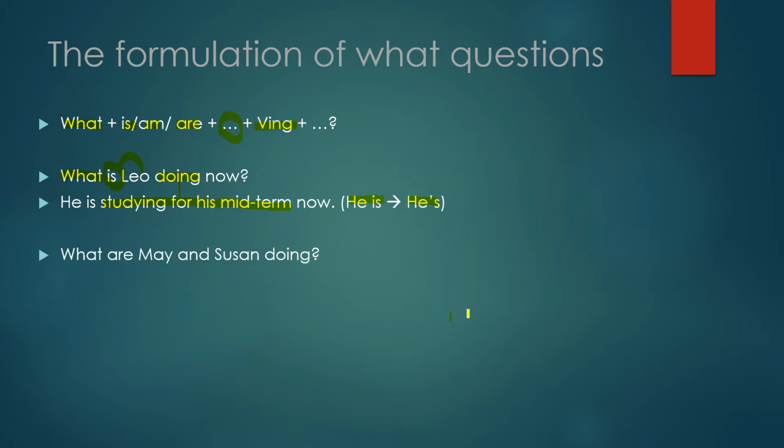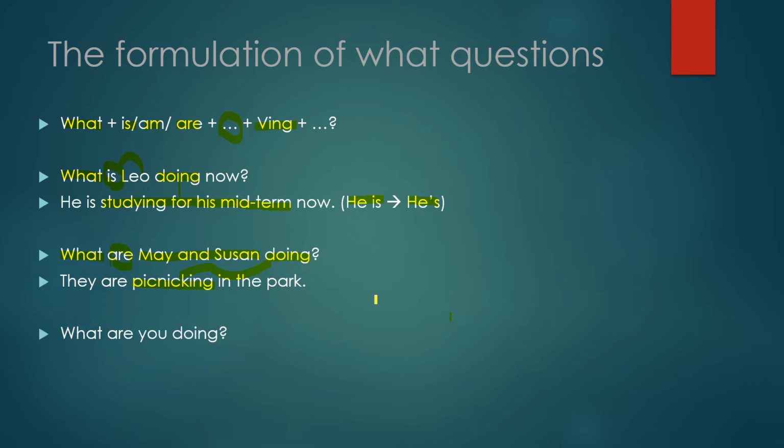Example number 2. What are May and Susan doing? Again, what, a be verb are, because May and Susan, they're people, they're 2 people. Doing, to replace the action that we do not know. The answer, they are picnicking in the park. So picnicking is the action that we do not know. And we use what in the question to ask about that information.